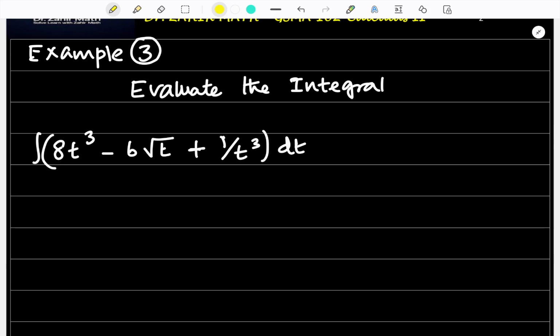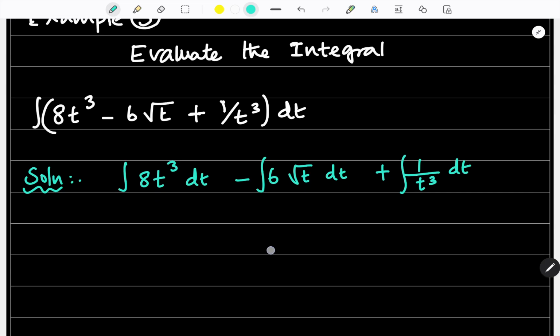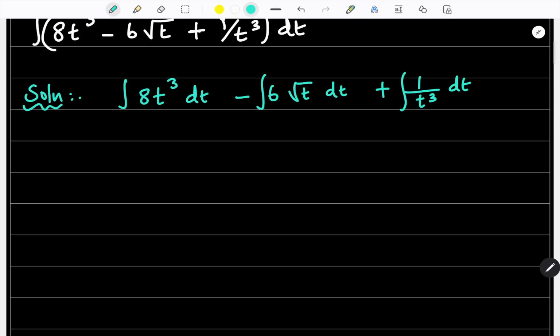Evaluate the integral of t cube minus 6 times square root of t plus 1 over t cube, times dt. So we are going to integrate this one. Let me start the solution. I'm going to split the integral: the integral of t cube dt minus 6 times the integral of square root of t dt plus the integral of 1 divided by t power 3 dt. So I'm going to split this integral. Keep it in your mind.